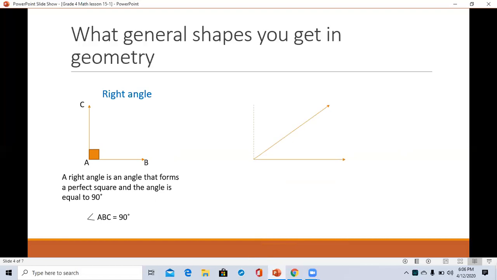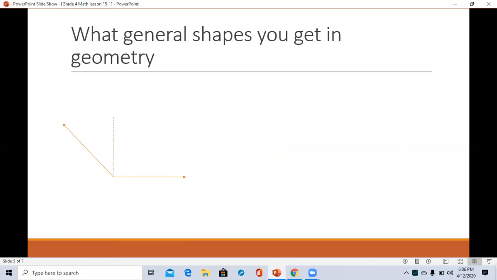If the angle is smaller than 90 degrees, like depicted here, we call it angle DEF, and it is an acute angle. So an acute angle is any angle that is smaller than 90 degrees. When we name this angle, we say angle DEF is smaller than 90 degrees.